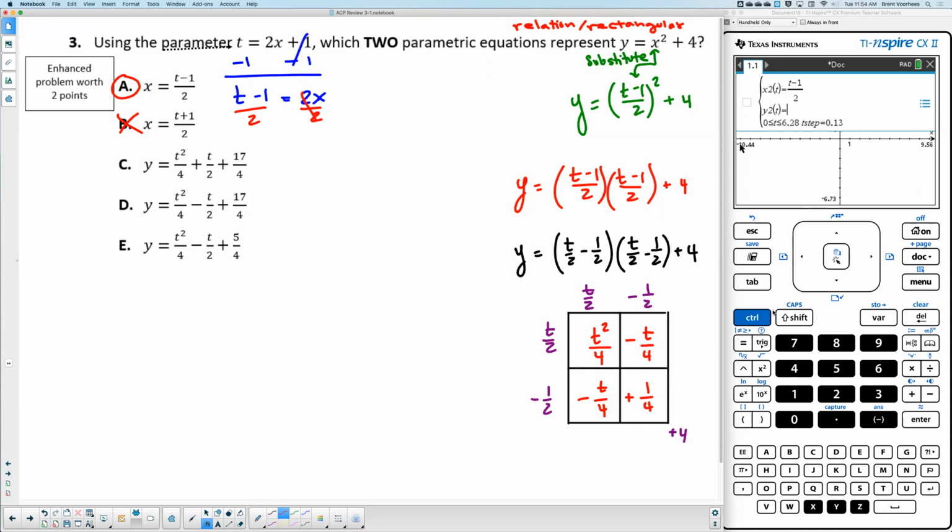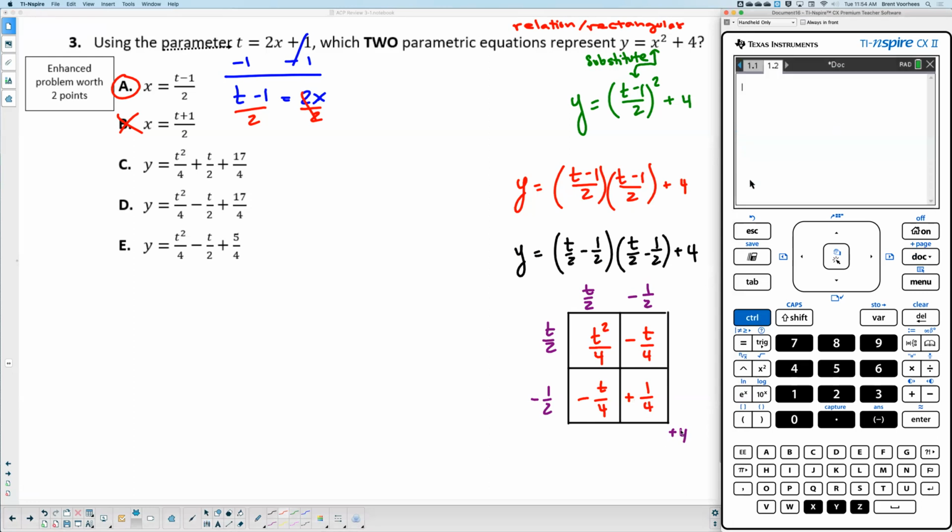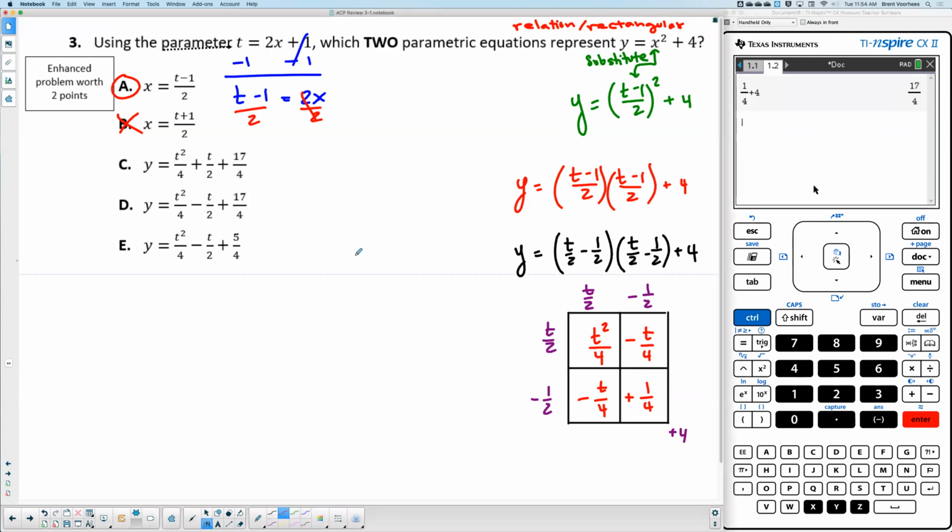So, let me hit Control Doc to get a new page here. 1/4 and 4 are going to combine, which is 4 1/4 or 17/4. If I press enter, it'll say 17/4. So I know I'm going to have 17/4, so this answer choice is out.